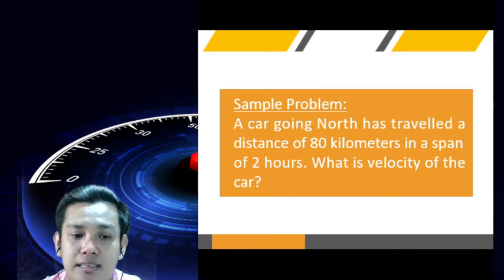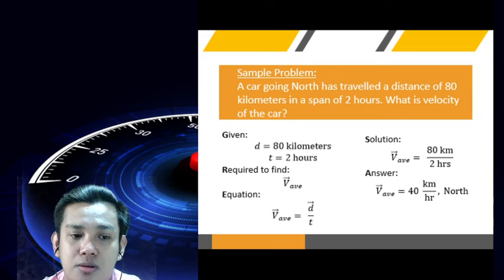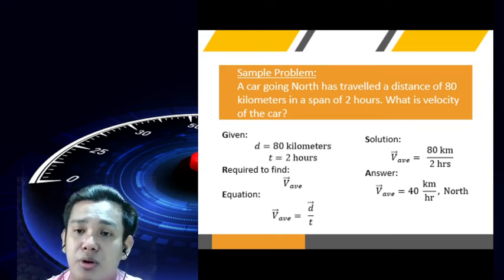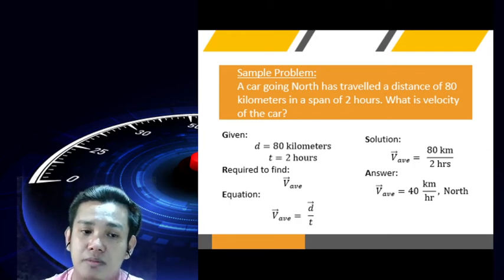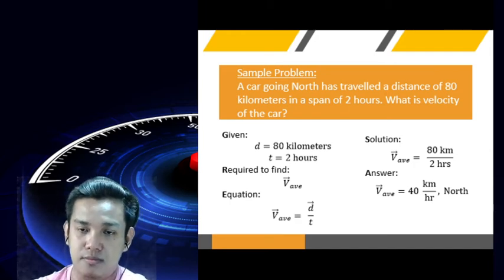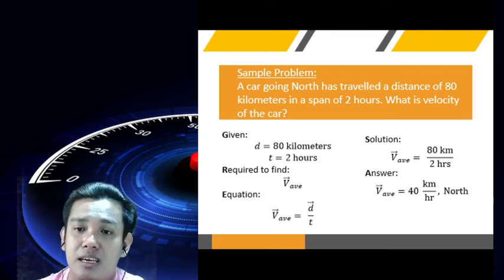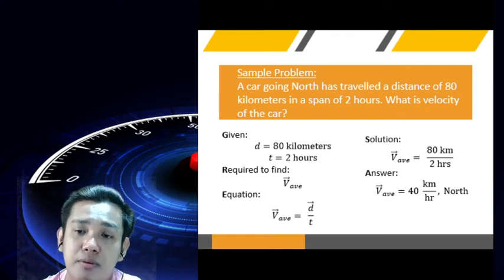So let us solve this. So given, what are the given? D is equal to 80 kilometers, or displacement, or the distance. T, or the time, is equal to 2 hours. Required to find is the average velocity's displacement.